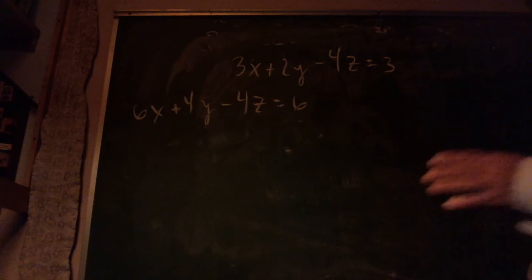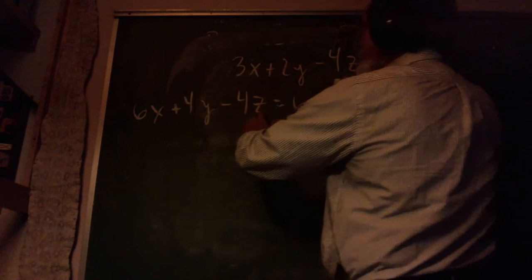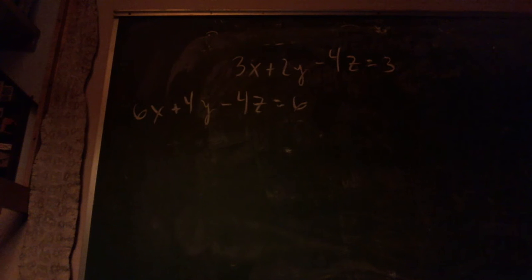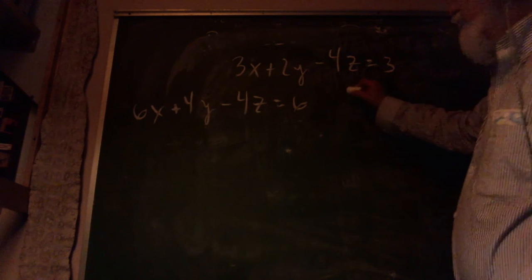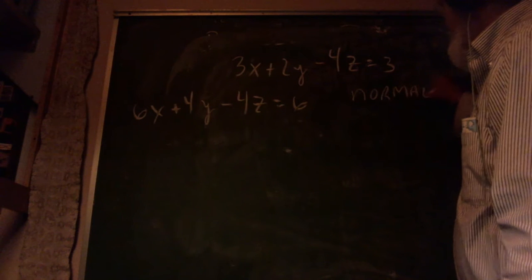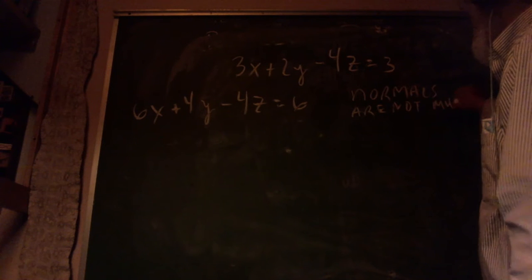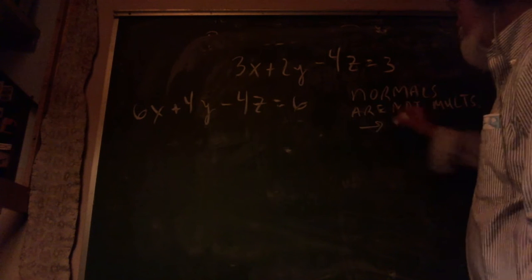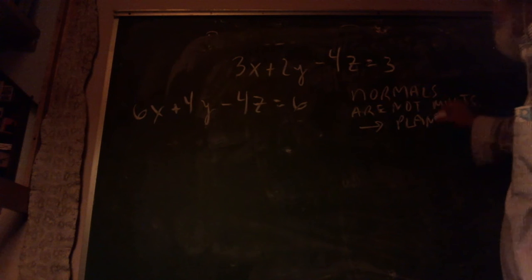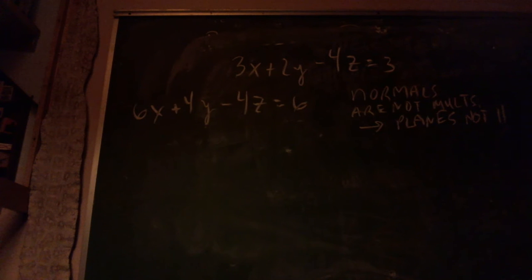So for a second there, when we're looking at these two equations together, I see the 3x and the 6x, that's times 2. The 2y and the 4y, that's times 2. But then the minus 4z's stay the same. So there's no way they're parallel. So the normals are not multiples. So that implies the planes are not parallel. Well, we only have 3 dimensions, so if you've got 2 planes, they must be intersecting.